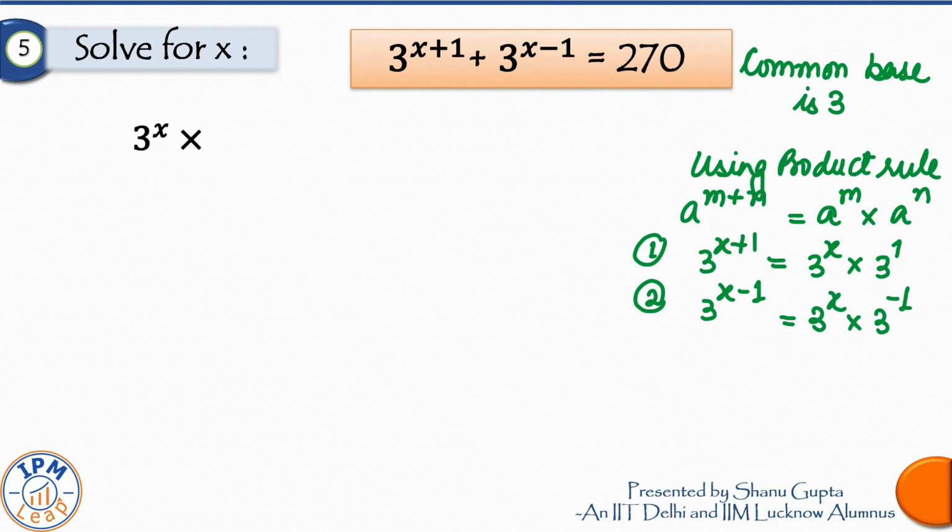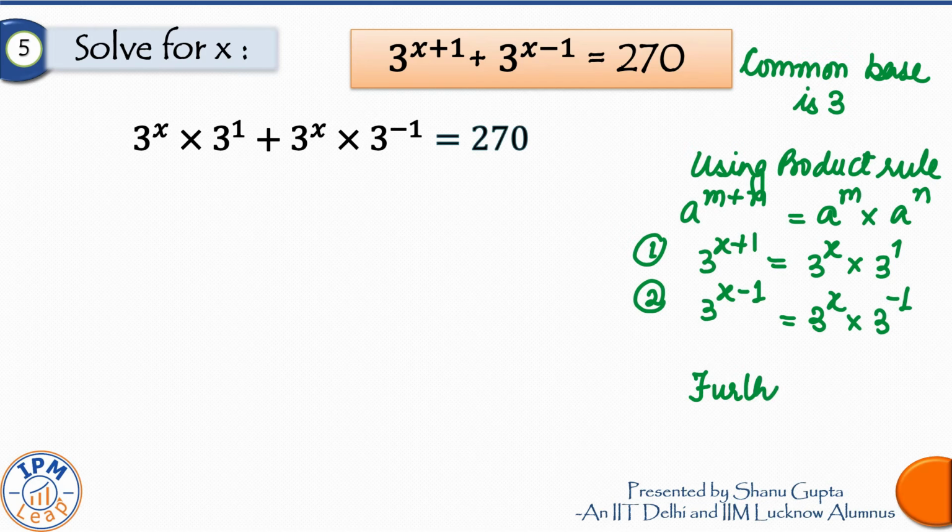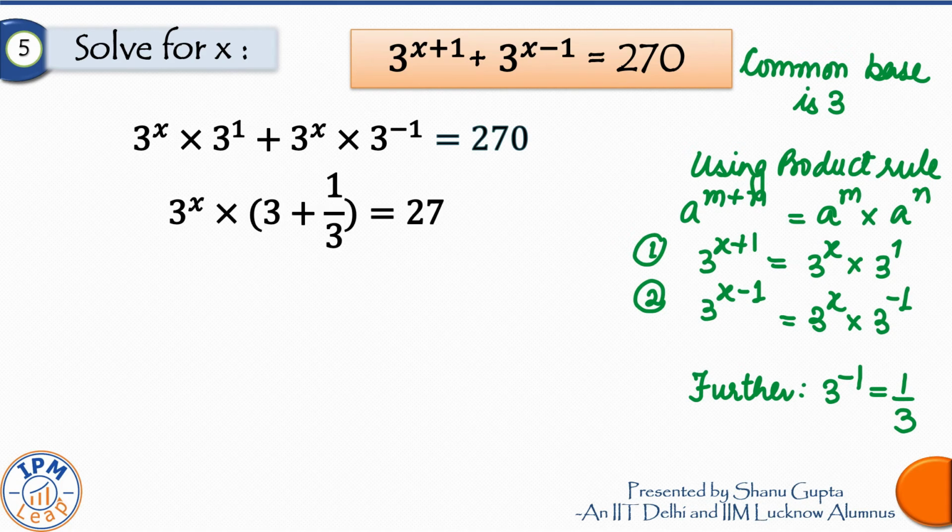Rewriting the equation, we get 3 raised power of x into 3 raised power of 1 plus 3 raised power of x into 3 raised power of minus 1 is equal to 270. Further, 3 raised power of minus 1 is equal to 1 upon 3. This rule I always remember. A negative power can be converted into a fraction. So in our equation, we can take 3 raised power of x common from both terms on the left hand side. 3 raised power of x into brackets 3 plus 1 by 3 is equal to 270. And 3 plus 1 by 3 is equal to 10 upon 3.